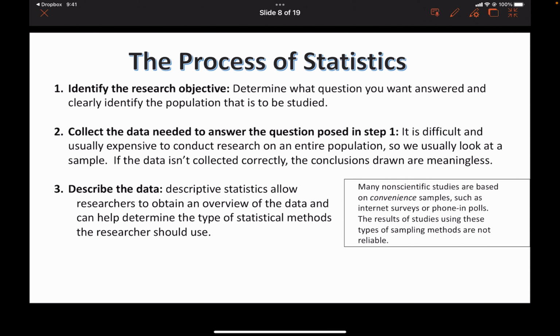And so then I can decide what kind of statistical methods I want to use in order to crunch the numbers here.